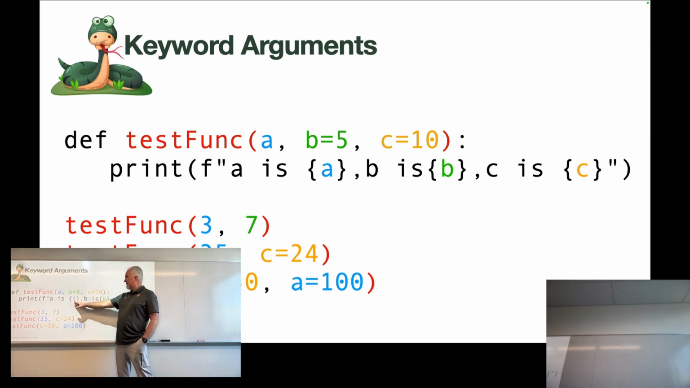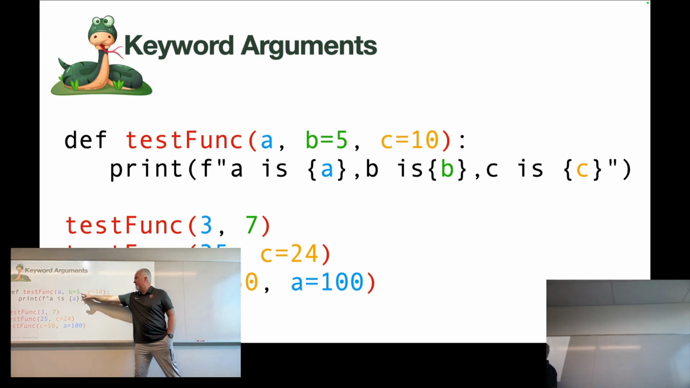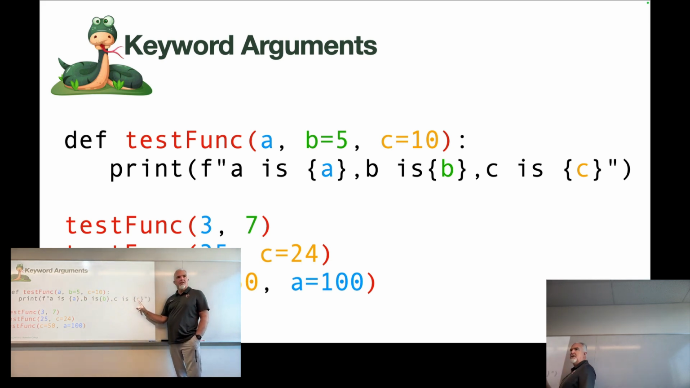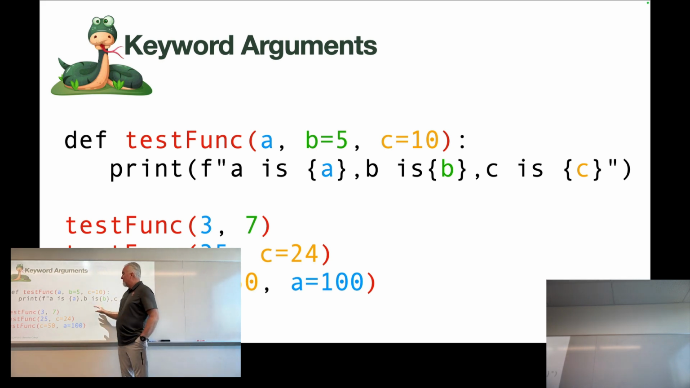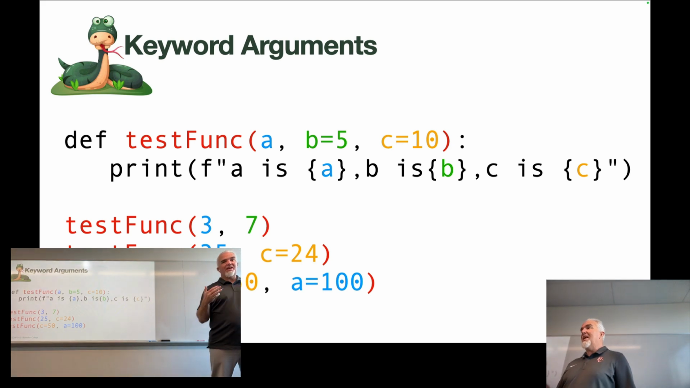Then it prints 25. What here? 5, because that's the default, and I didn't specify B. And then C, it prints 24, right? Because I specified 24.